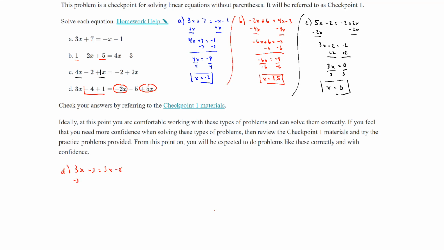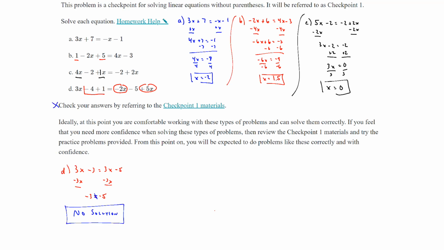So I work with the variable term first in most cases when I start setting things up. So I'm going to subtract 3x from both sides, and what happens on this one is that the variable term cancels out, and all we're left with is negative 3 is equal to negative 5, which is not a true statement, so that's not equal to. So therefore, there is no value of x that will ever work for this equation. So we will say that there is no solution to this equation.